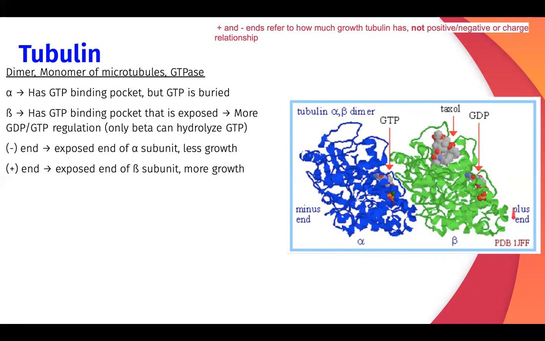versus the plus end, which is the beta exposed subunit. And remember that the minus and plus end do not have anything to do with charge. It is only relating to the fact the plus end grows and shrinks more or quicker and is more dynamic than the minus end, which is slower. So there's no charge involved. It's just talking about they're not equal. They're not symmetrical.